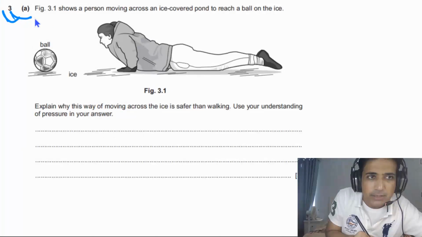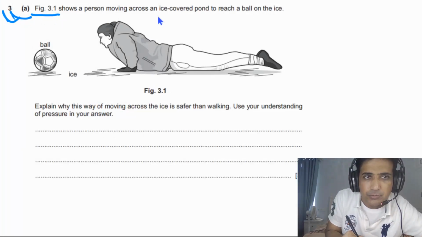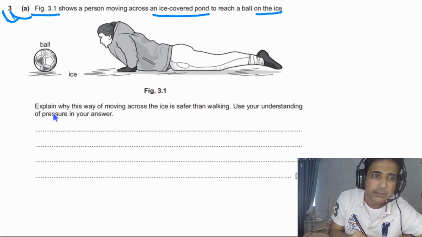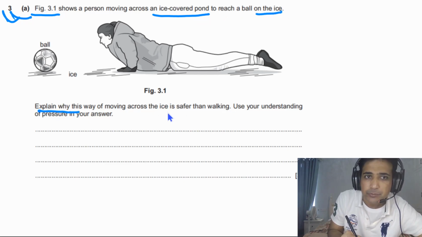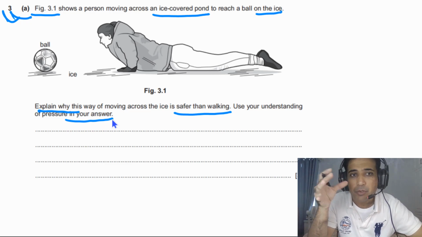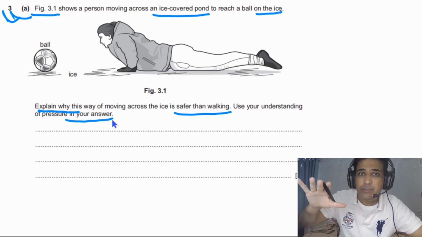Question 3 part A says figure 3.1 shows a person moving across an ice covered pond to reach a ball on the ice. Explain why this way of moving across the ice is safer than walking. Use your understanding of pressure in your answer. This question is pretty straightforward. This is about pressure.